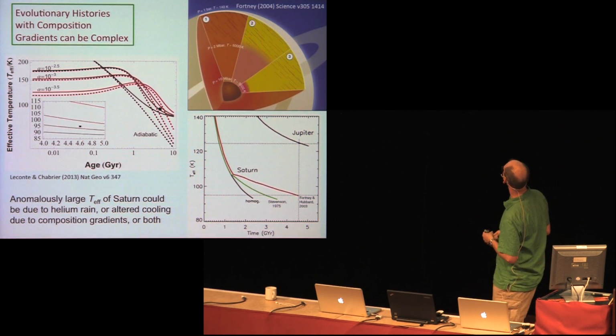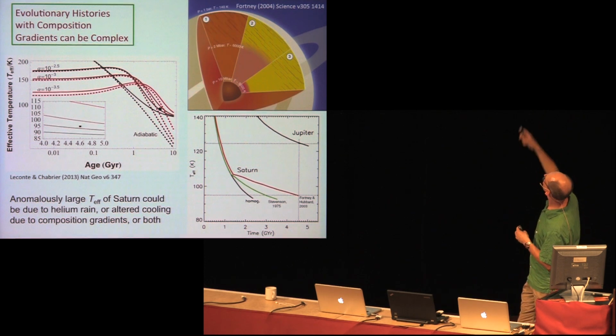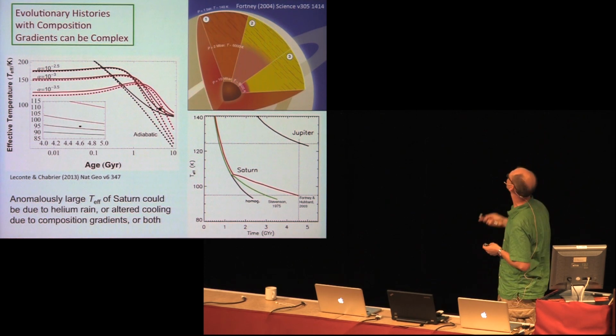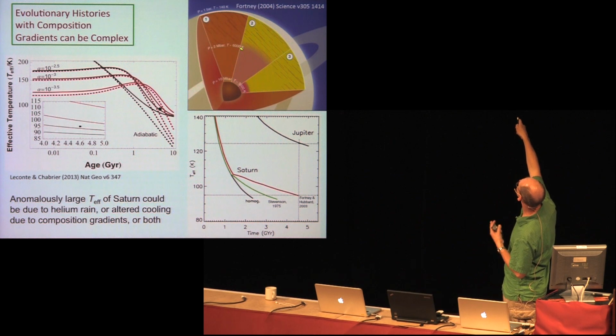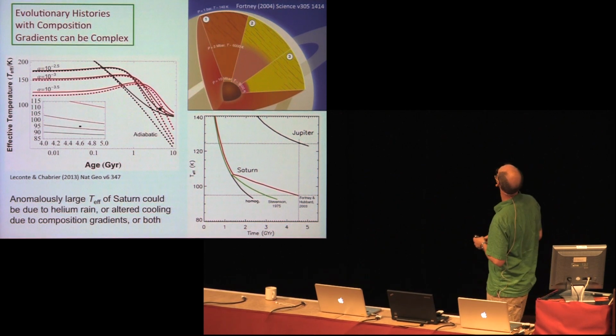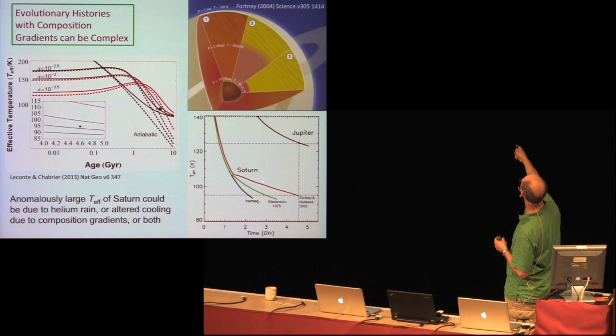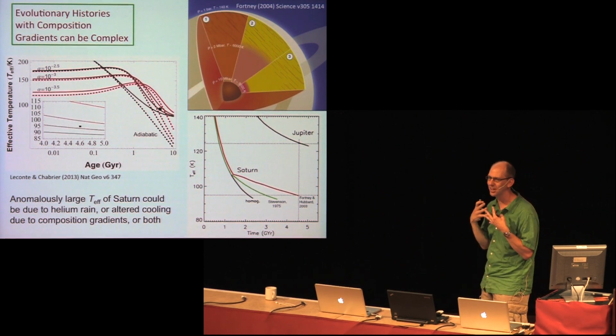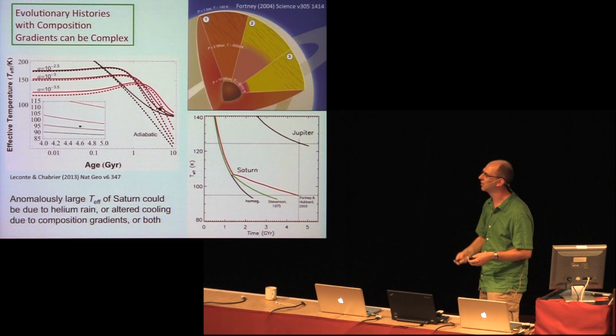So in the past, this has been suggested to be due to helium rain. Saturn's quite a bit cooler than Jupiter in the interior. It might be that helium is phase separating and raining down to deeper layers. That's a topic I've worked on quite a bit. And that might prolong the cooling because you differentiate and get an additional energy source as the helium rains down.